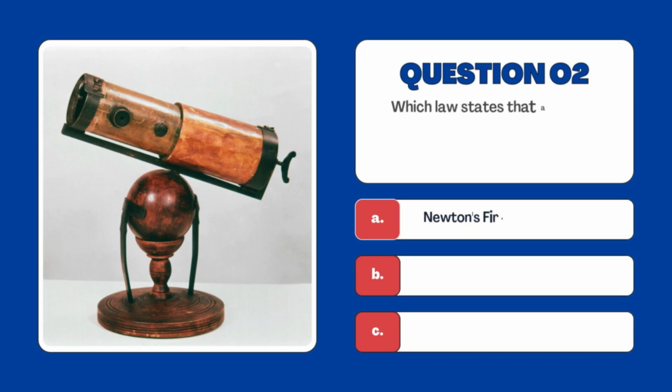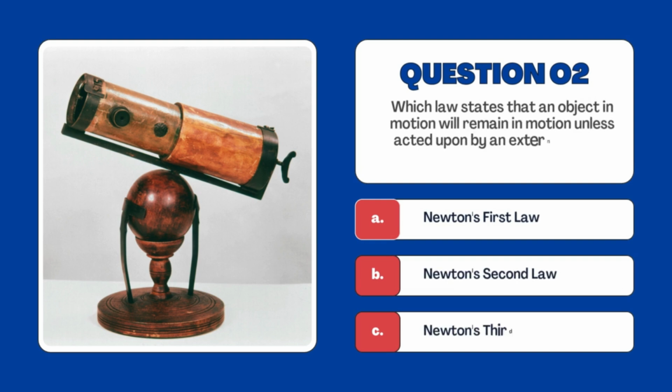Question 2. Which law states that an object in motion will remain in motion unless acted upon by an external force? A. Newton's first law. B. Newton's second law. C. Newton's third law.